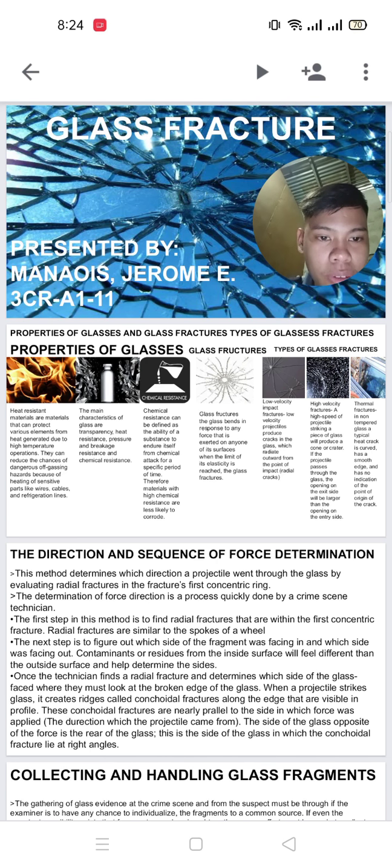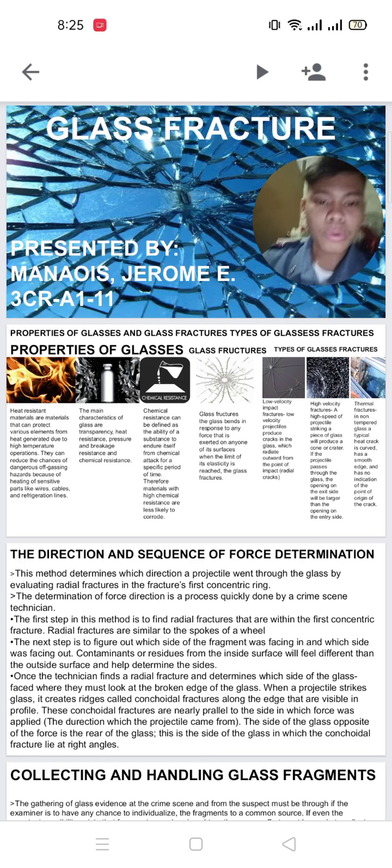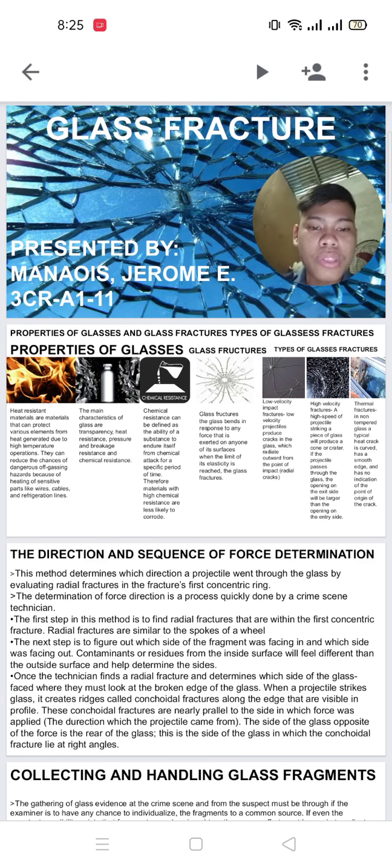A high speed projectile striking a piece of glass will produce a cone of fracture. If the projectile passes through the glass, the opening on the exit side will be larger than the opening on the entry side. And the last is the heat fracture in non-tempered glass. A typical heat crack is curved, has a smooth edge, and has no indication of the point of origin of the crack. Next is the direction and sequence of force determination.